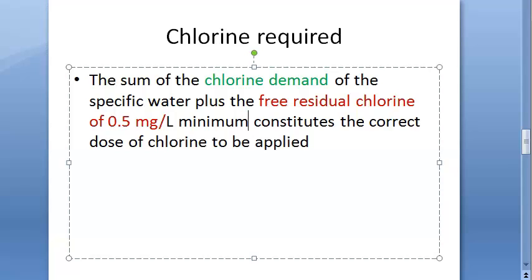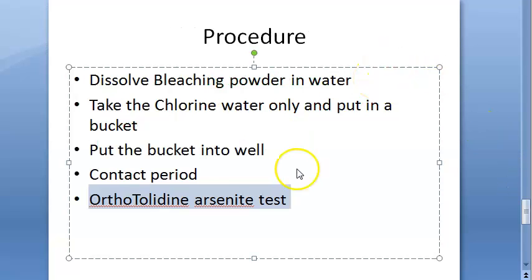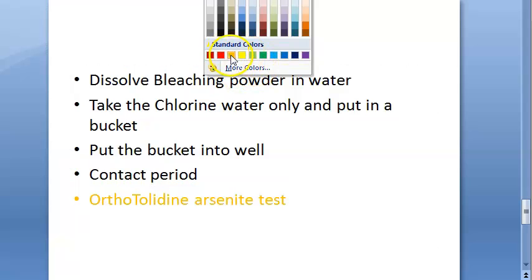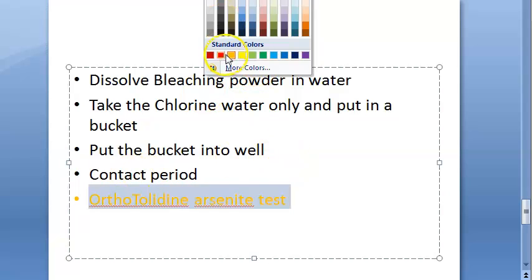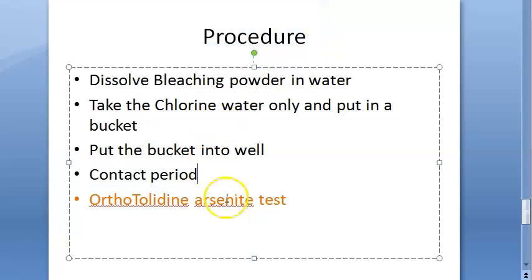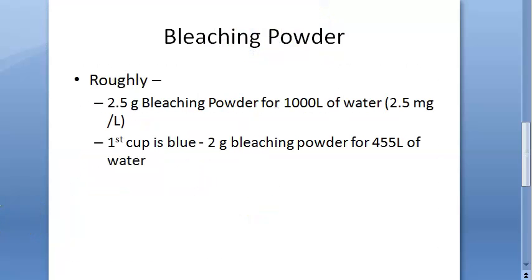So what is this orthotoluidine arsenite test? Let's look at that also. Basically, if it becomes yellow after adding this, then free chlorine is present. And if yellow and orange, that means free and combined chlorine is present. So here the indicator will be orange, yellow like that. Because yet another catch is there here.